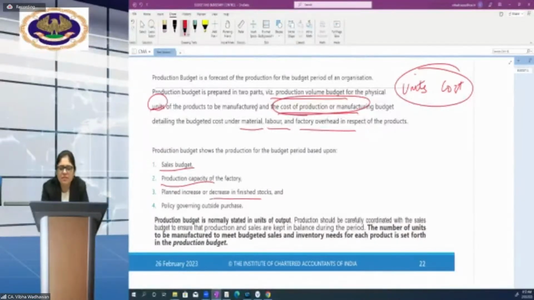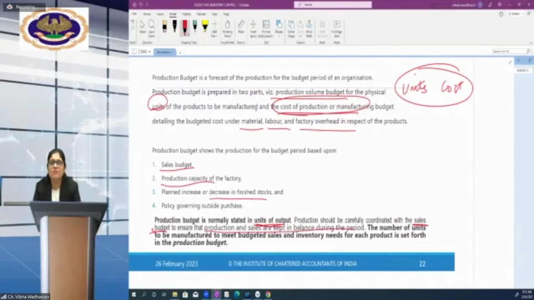Increase or decrease in finished stocks. All right. And then policy, of course. So the policies are always there, we have to cater to them. The production budget is normally stated in units of output. Production should be carefully coordinated with the sales budget. The sales budget is very important to make the production budget because production and sales are to be in balance.